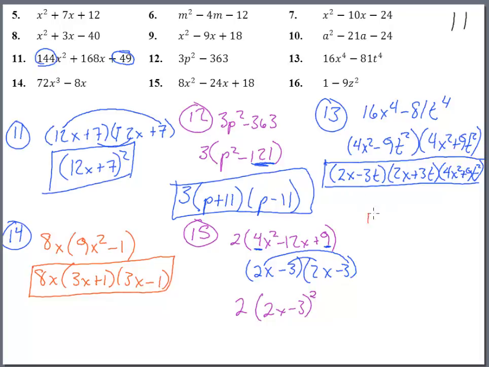And number 16. 1 minus 9z squared. So this is a difference of a square and a square, so 1 minus 3z, 1 plus 3z.